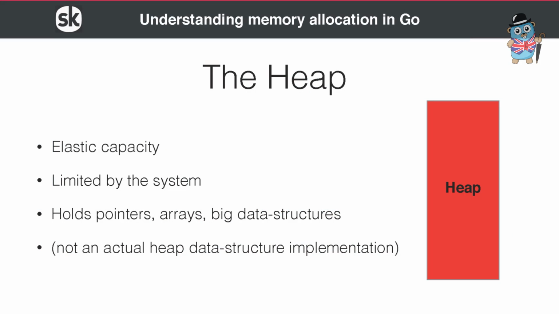Then we have the heap. So the heap has an elastic capacity. What that means is as the program needs more memory, we can request more memory from the system. It is, by that fact, limited by the system. So if you go through all your RAM and your swap, basically you'll run out of memory at some point. But it is kind of our main source of memory resources. That's what holds all of the pointers, the arrays, the data structures that you have in your code. So really, all the memory heavy lifting is happening in the heap.